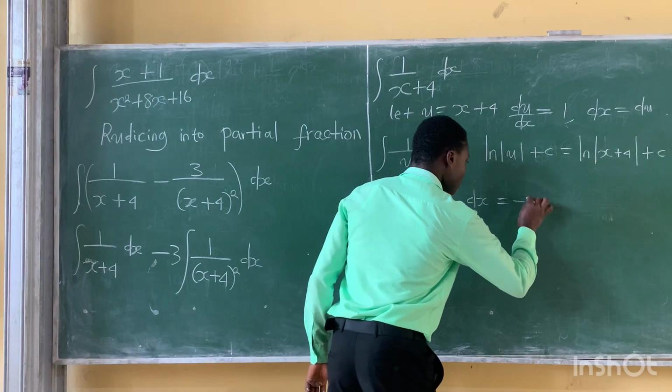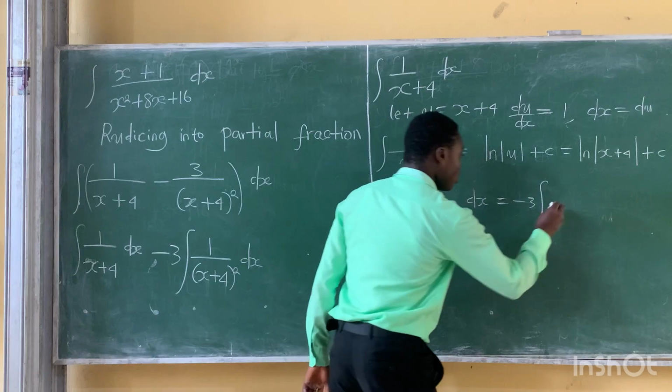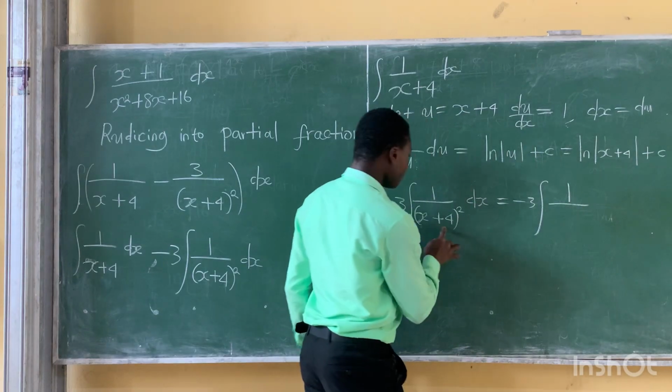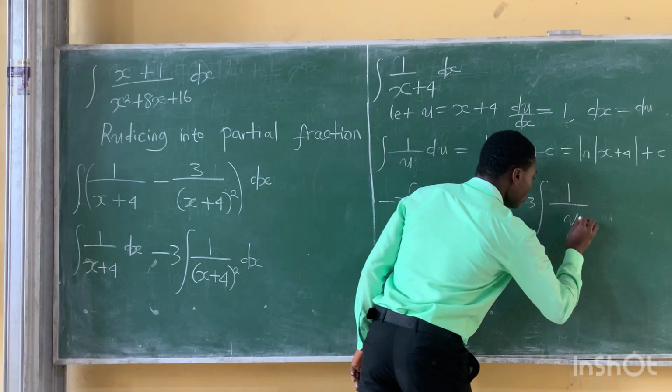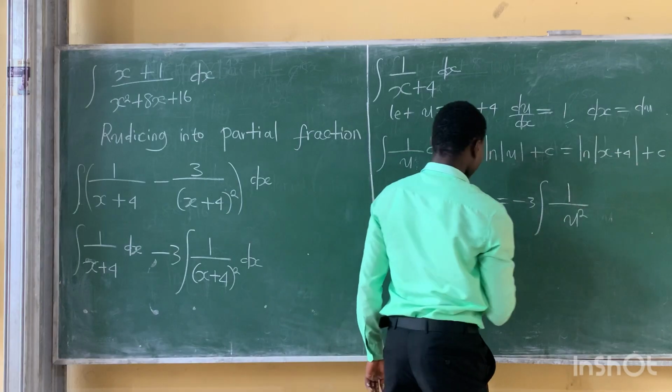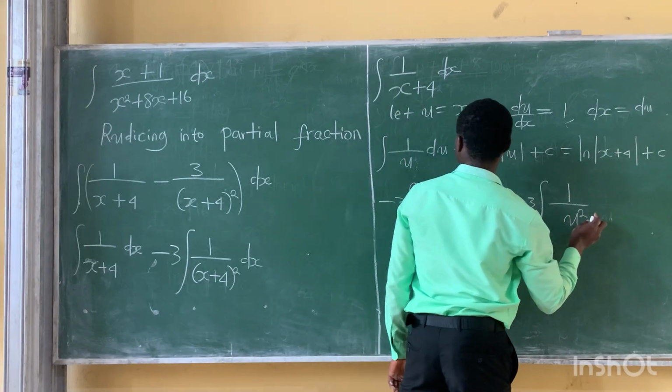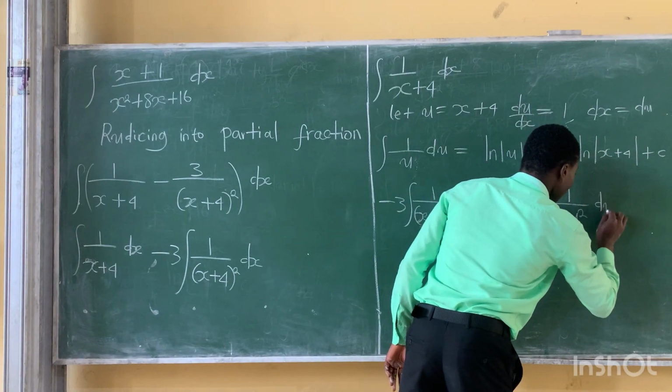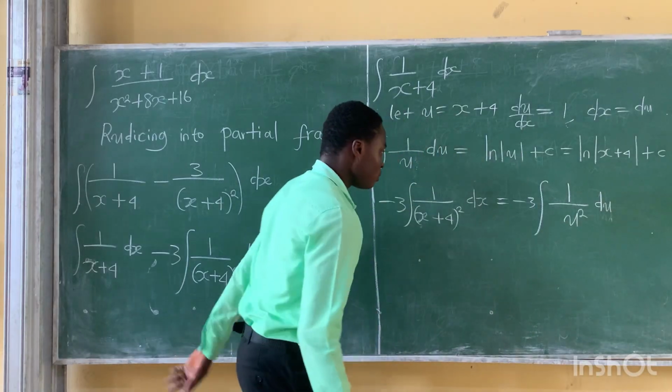So we can have minus 3, the integral of 1 over x plus 4 is u. So we have u squared because of this square. And our dx is already du. So we just have du here. So let's integrate 1 over u squared.